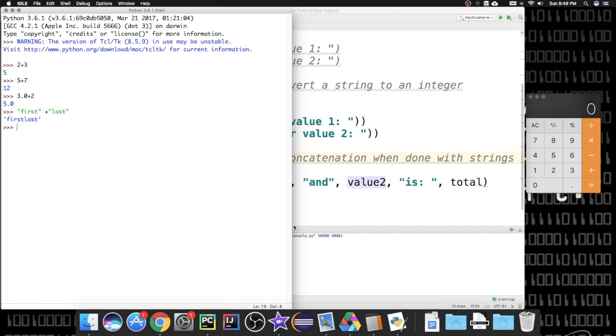So again, to recap, if you add integers, you get integer values. Decimals, you get a decimal value. If you add strings, you get strings. If you start to mix and match the data types, you might run into some issues.